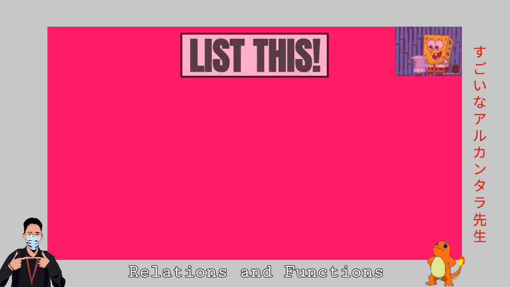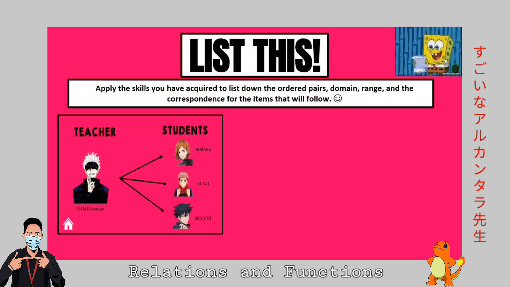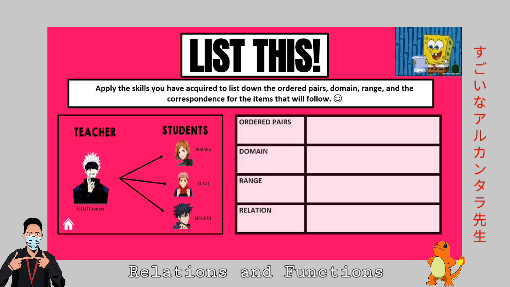To continue with this, we have one more example. For example, we have Gojo Sensei. We can say that we have Gojo and Nobara, Gojo and Yuji, Gojo and Megumi.